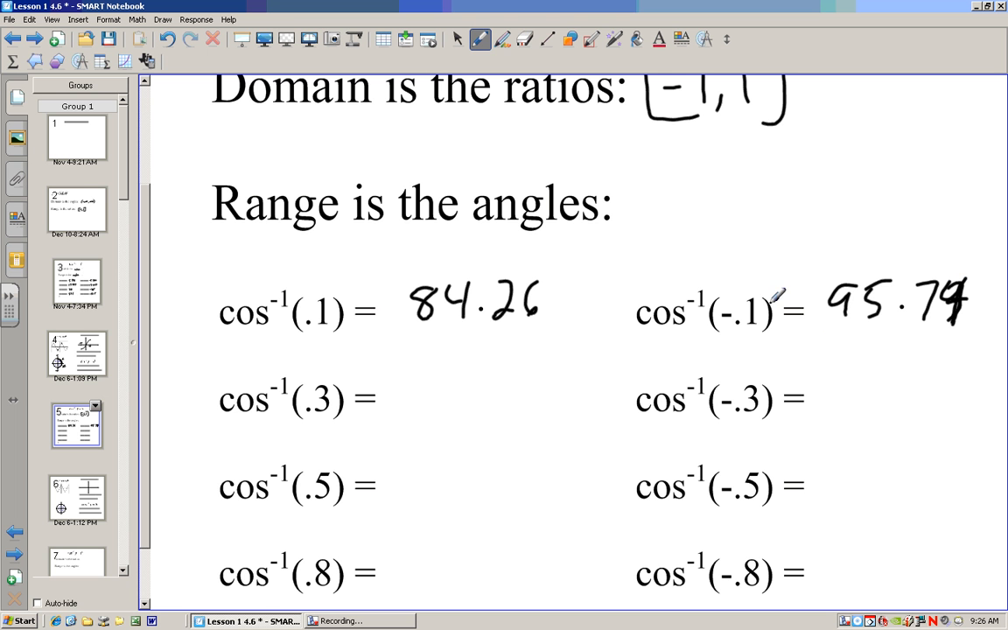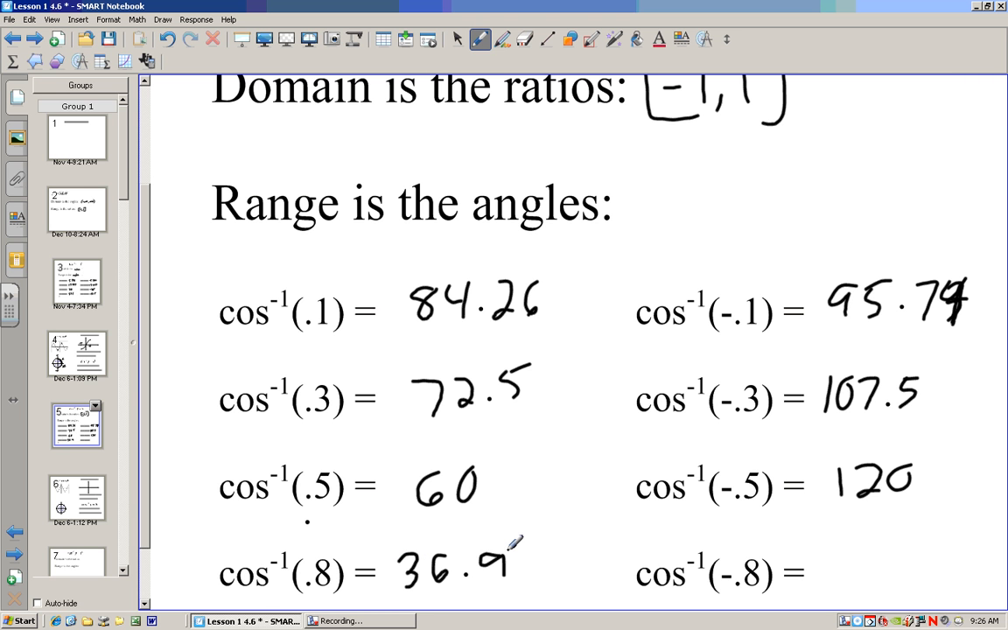Now, what do you notice about those two numbers? We'll keep that in mind as we do this next one. If I have 72.5 and 107.5, both of these numbers are supplementary. Both the positive 0.3 and the negative 0.3 will give you supplementary angles. If we keep going, this will be 60 and 120, and then this will be 36.9 and 143.1.